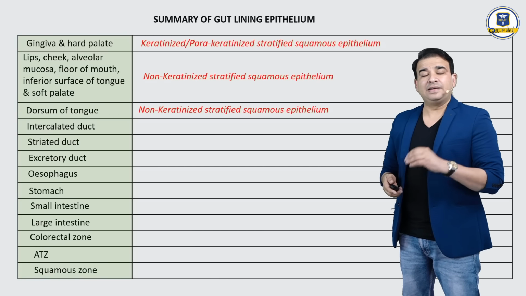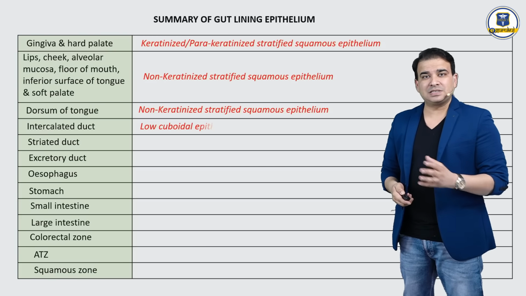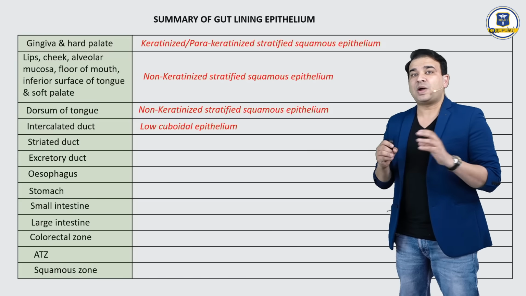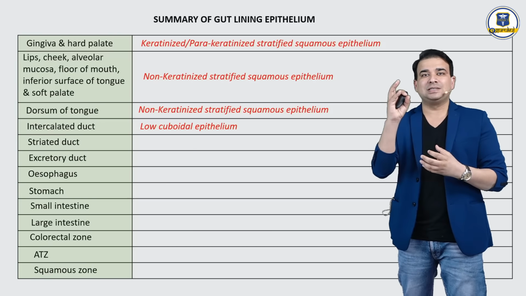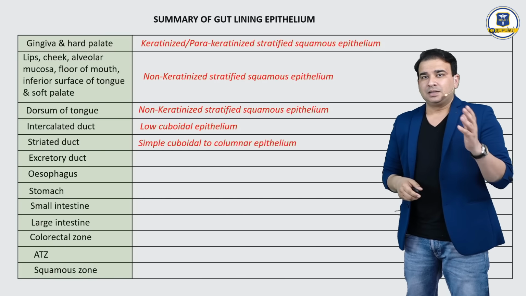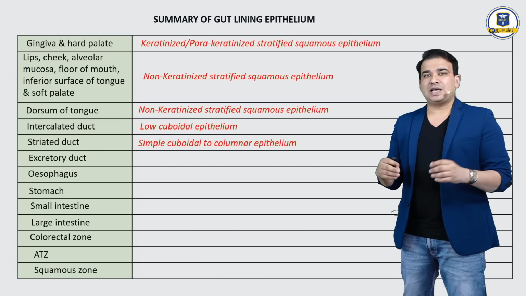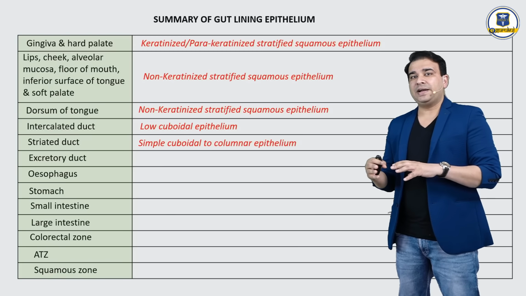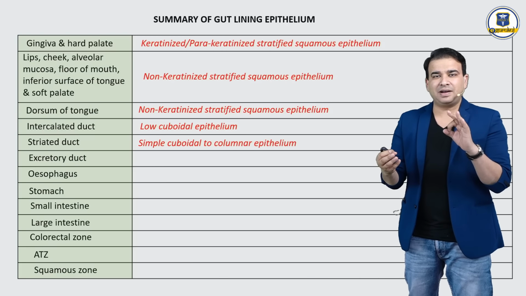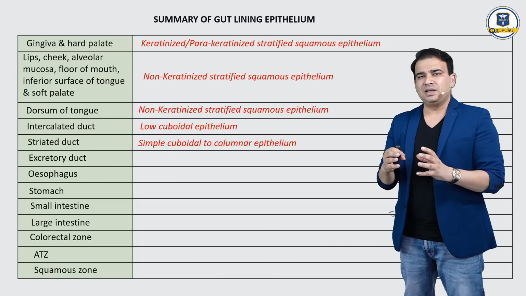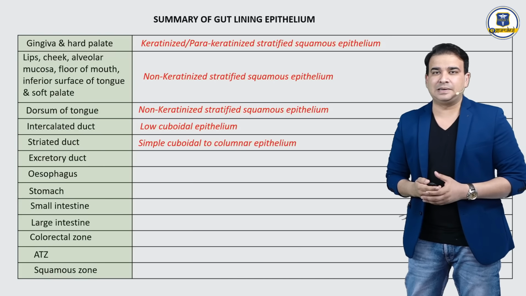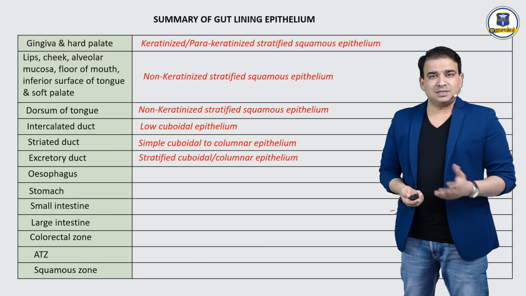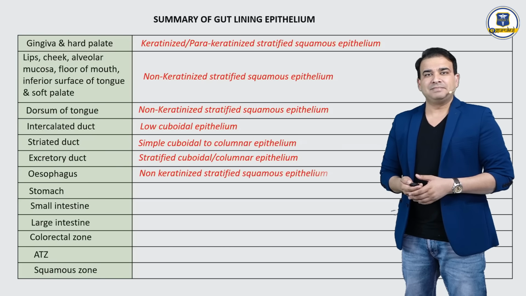Coming on to the duct part, intercalated duct was having a simple cuboidal epithelium, the single layer of simple cuboidal epithelium. Striated ducts, if you remember those basal striations which are pushing the nucleus in the center, those were having the cuboidal to columnar epithelium, but with the basal striations. The excretory duct, the large duct, was having the stratified cuboidal to the stratified columnar epithelium. If we have a small excretory duct, that will usually be the stratified cuboidal. The large excretory duct like the Stenson's or the Wharton's duct, they have a stratified columnar epithelium. Then the esophagus, again the stratified squamous epithelium.